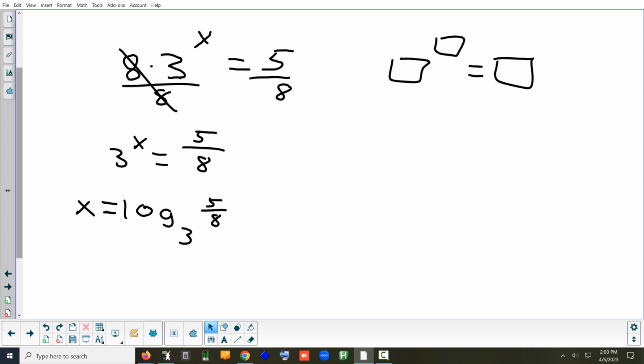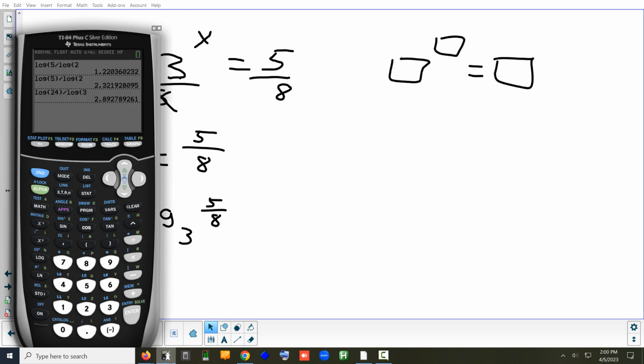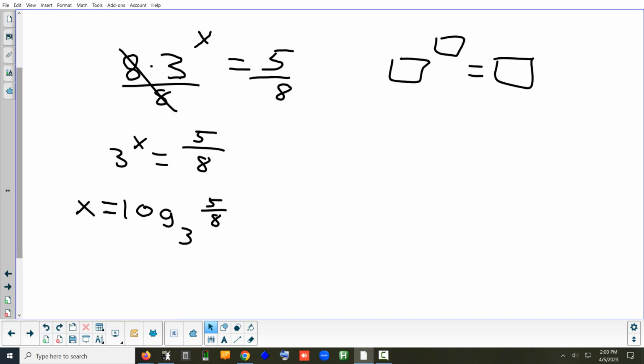Alright, let's type that in. Hopefully by now we know how to type in when it's not base 10 or e. Log of the argument, log of 5/8, divided by log 3. We get about negative 0.428.